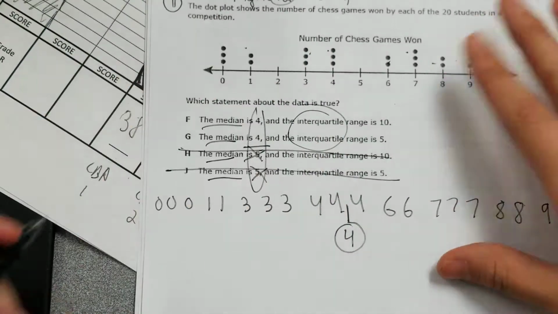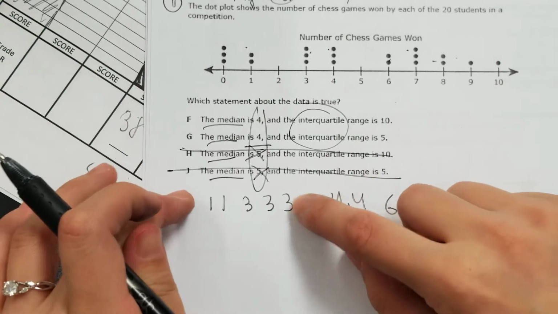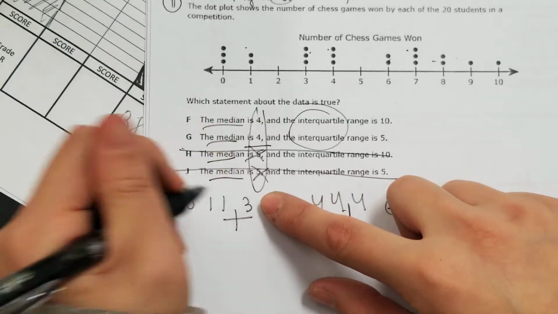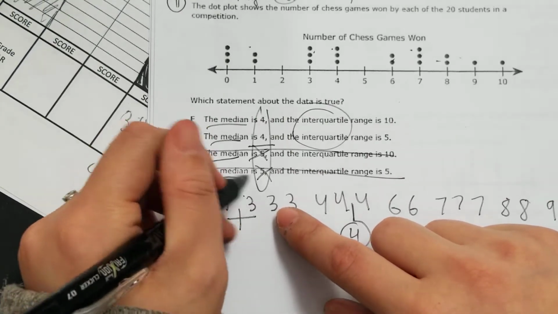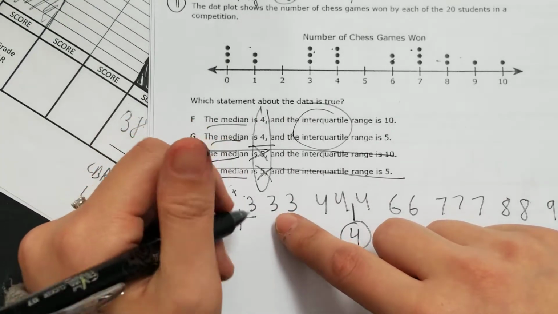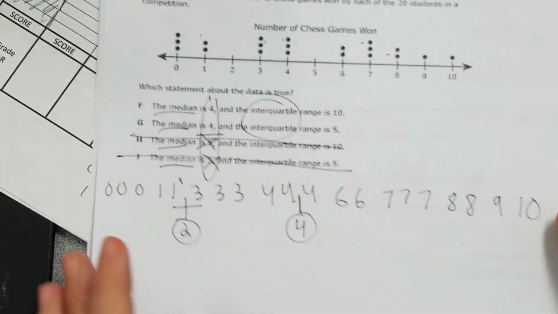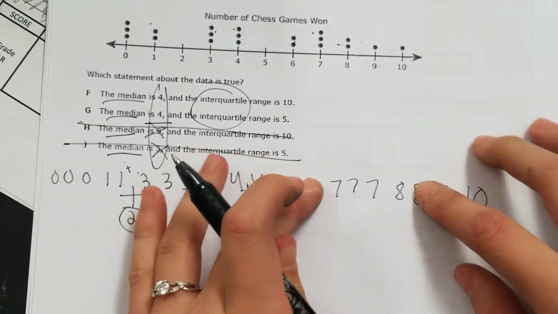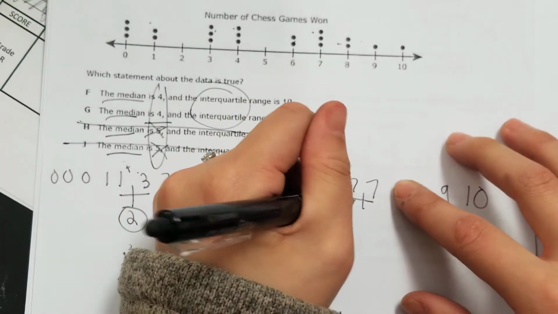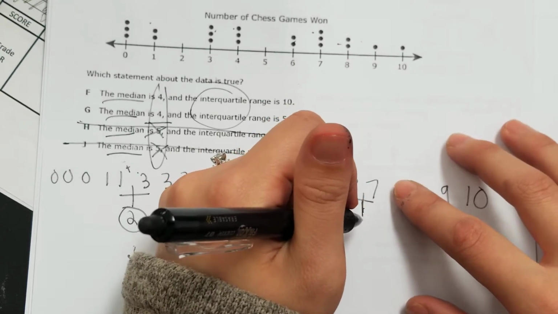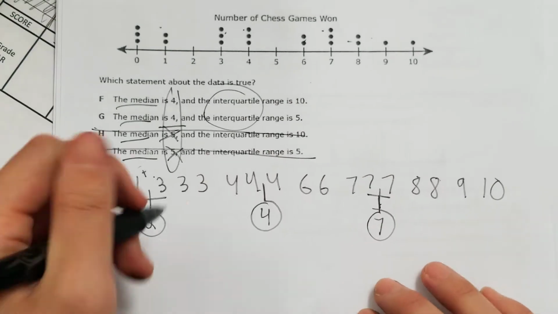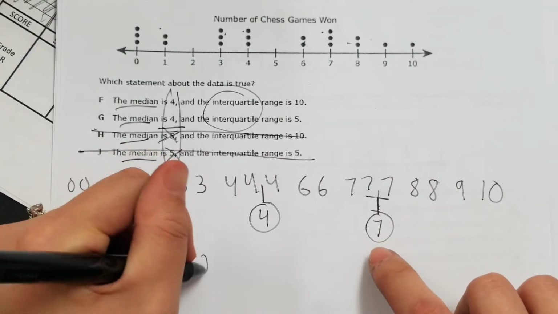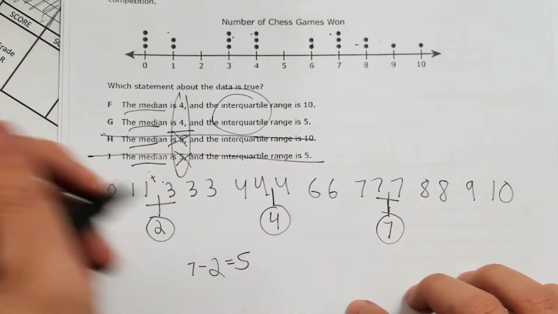Now we need to find the interquartile range, which means we need to find the median of the top half and the bottom half first. 1 plus 3 is 4, divided by 2 is 2. In this case, 7 plus 7 is 14, divided by 2 should be 7. And so we have to do Q3 minus Q1, which should be 5.